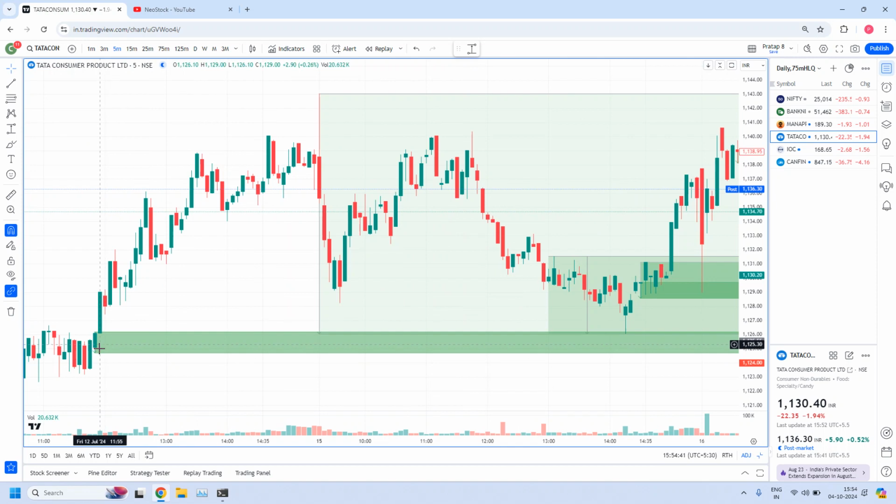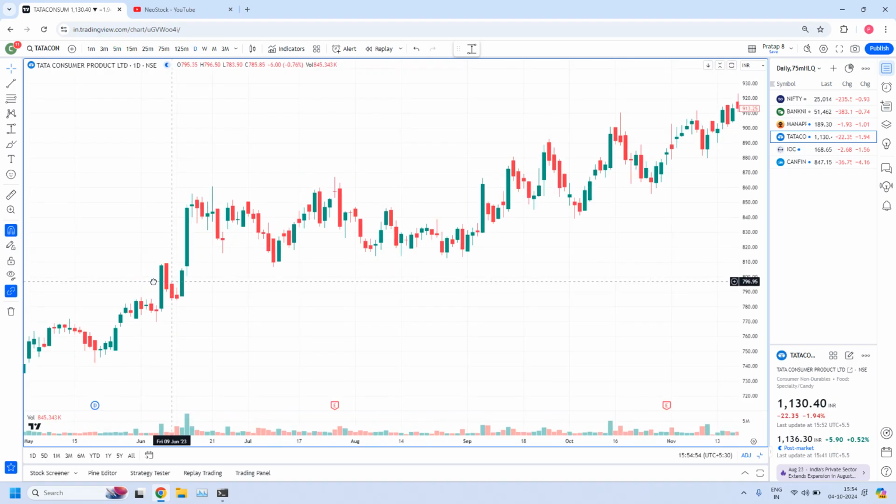And also there is a rally base rally. See here, rally base rally. This 5 minute zone is the horizon for this entire daily high liquidity zone. This is the entire daily high liquidity zone. Let me go to the daily time frame. You get clarity.